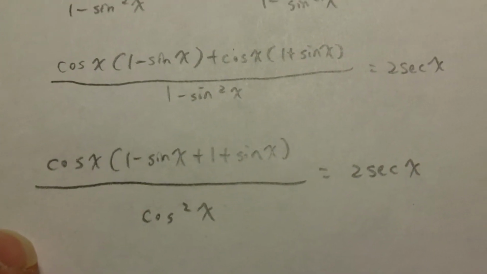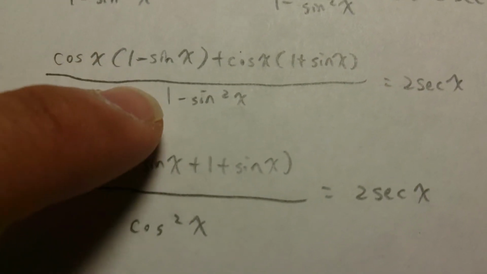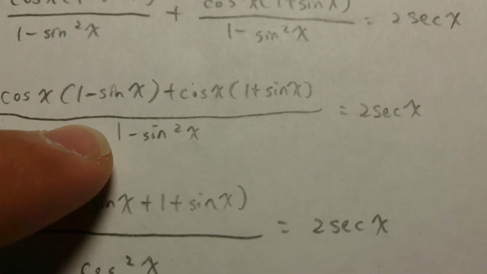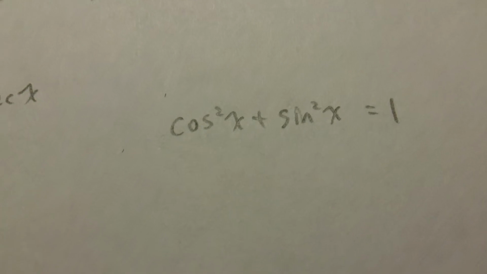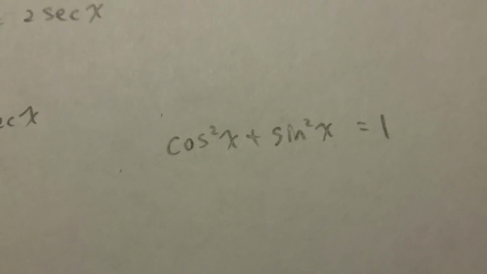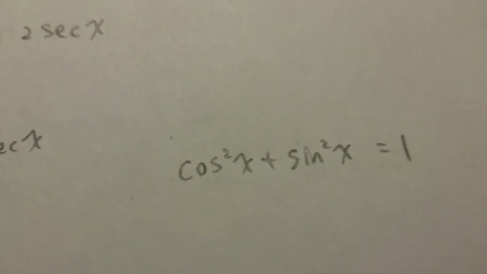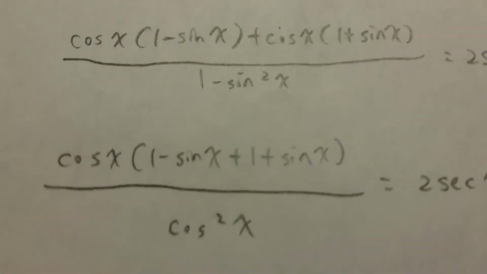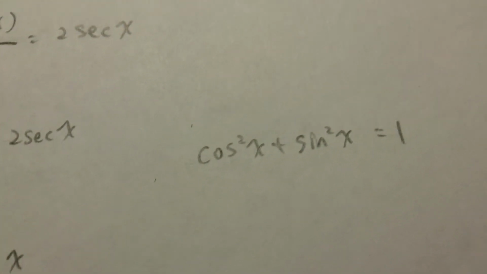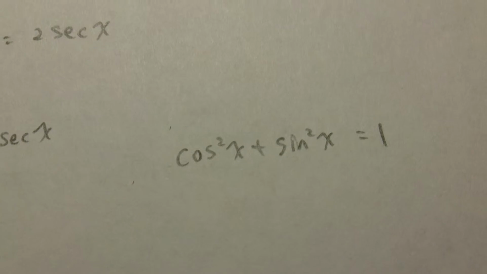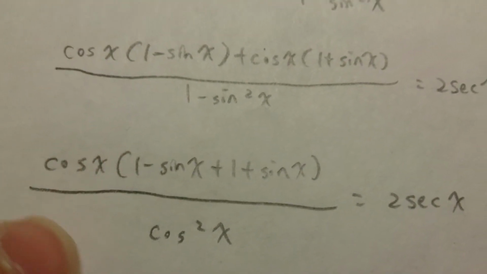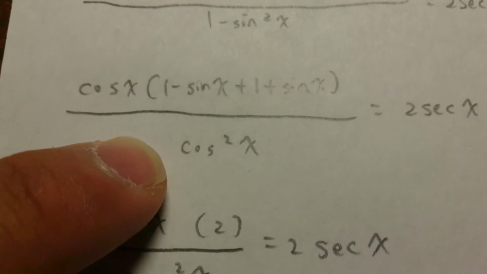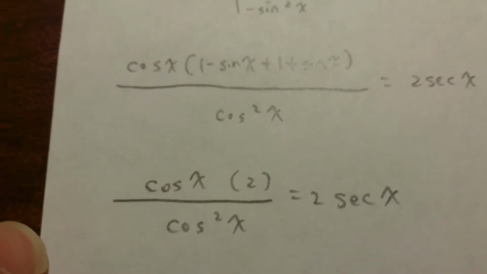And then for the denominator, we will use this trig identity, which is cosine square plus sine square equals 1. We flip that equation around and we will get 1 minus sine square equals cosine square, which is here 1 minus sine square. We will just change it to cosine square to make our life easier.